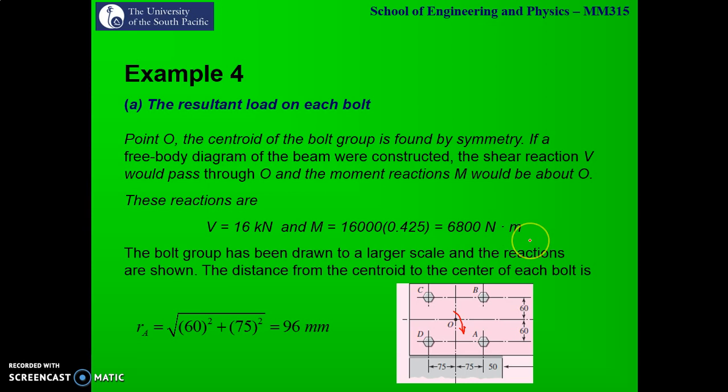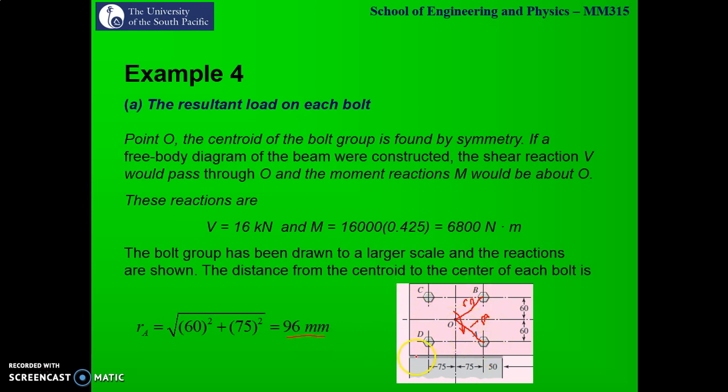Now the next thing is to calculate the distance of each bolt from the centroid. So we'll see bolt A over here and the distance of bolt A from the centroid. This becomes the distance of bolt A from the centroid, and this becomes the distance of bolt B from the centroid. So this is RB, and this is RA. When we look at the geometry that is given to us, the distance of bolt A horizontally to the centroid is 75 mm, and the distance of bolt A vertically from the centroid is 60 mm. So this distance RA is nothing but the square root of 60 squared plus 75 squared. So the distance of bolt A from the centroid is given as 96 mm.